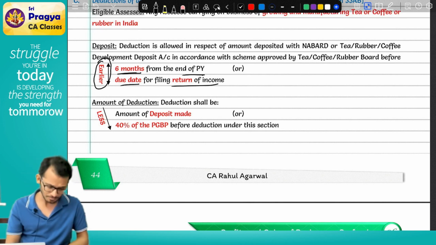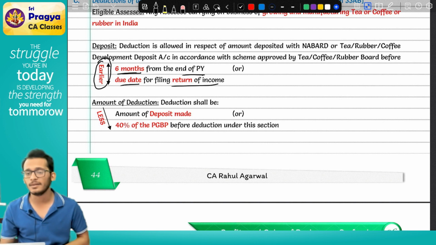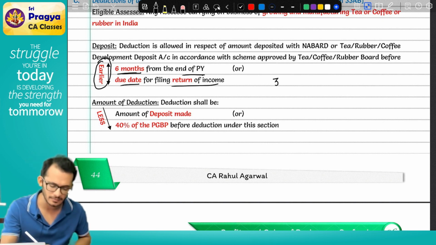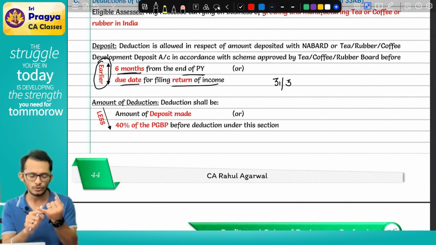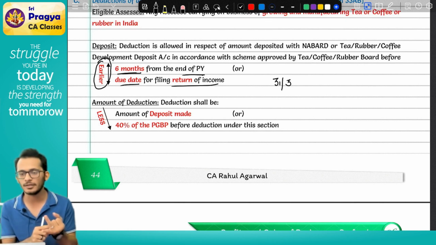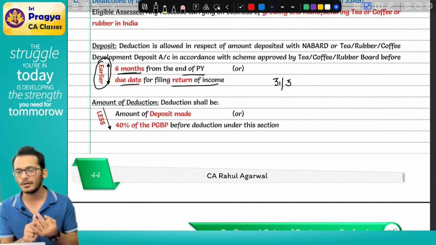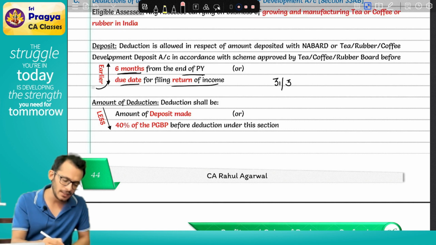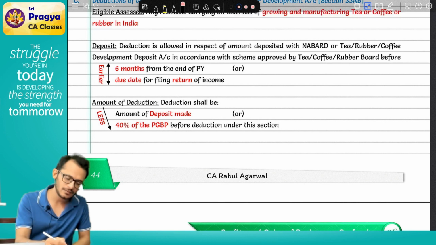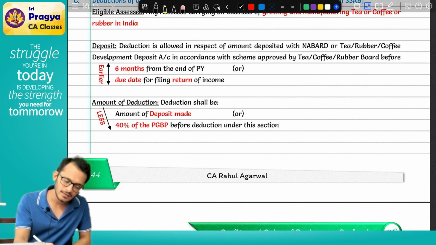Now tell me, Rahul, which one will be earlier normally? Your year ends on 31st March. So you have April, May, June, July, August, September. When did you file your return, Rahul? You normally file your return in October or November. Correct or not? So for you, from an exam perspective, technically the only thing which can apply is 6 months from the end of the previous year, which means this provision of due date of return filing will not be applicable.